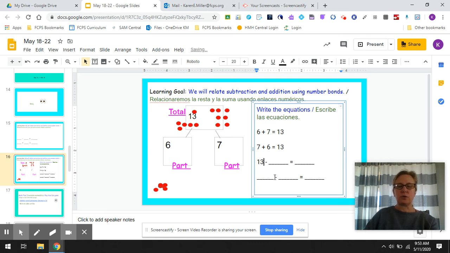Always start with the total. Then subtract out one part to find the other part. And this will make 2 subtraction equations. So the numbers 6, 7, 13 are a fact family when the addition, subtraction, and equal sign are used in this way. I'm going to use my model to help me solve and then write the 4 fact family equations.